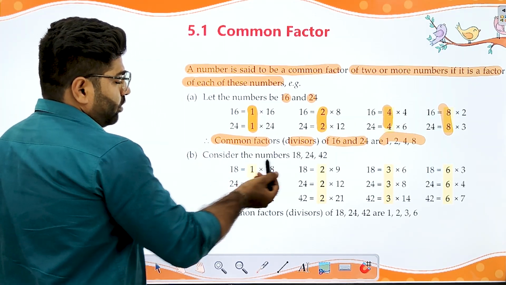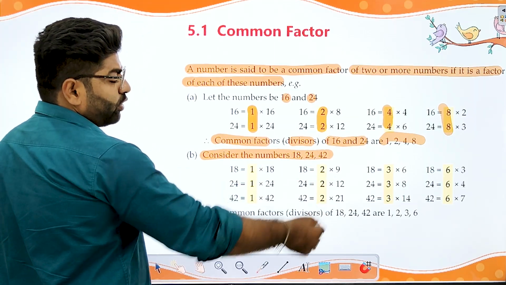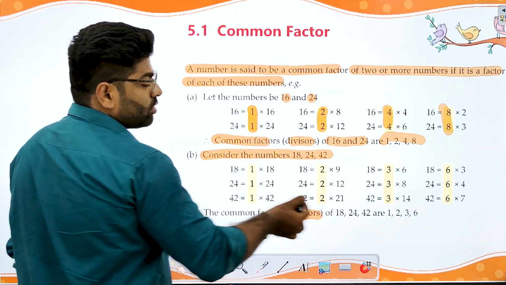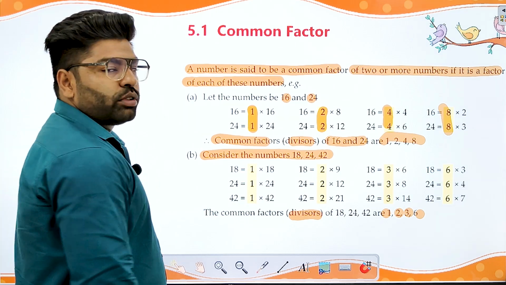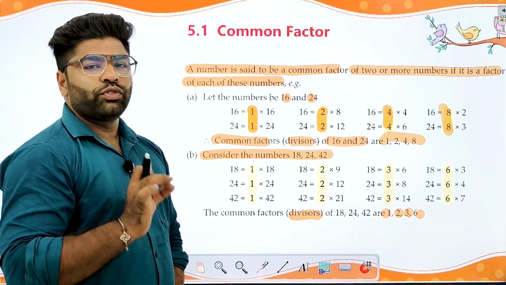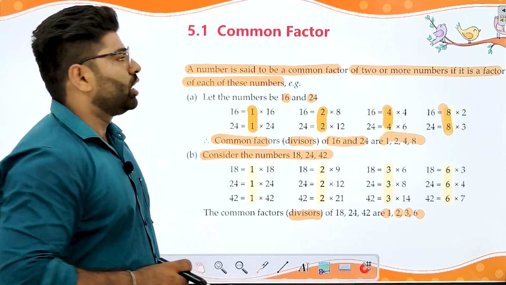Clear? Now, in the same way, we have 3 numbers, 18, 20, 42. If we find the common factors, or divisors, of these numbers, they are 1, 2, 3, 6. So these 4 numbers can exactly divide these 3 numbers, so these are the common factors of these 3 numbers. Clear?